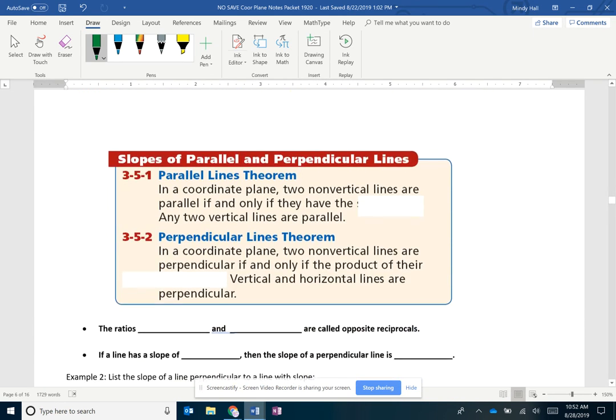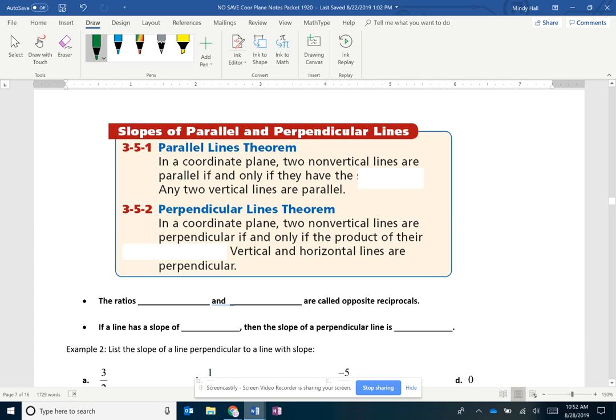So moving on down, parallel and perpendicular lines. That's really what we're worried about. In a coordinate plane, 2 non-vertical lines are parallel if and only if they have the same slope. So they have to rise and run at the same rate. For perpendicular lines, 2 non-vertical lines are perpendicular if and only if the product of their slopes is -1. And vertical and horizontal lines are perpendicular.